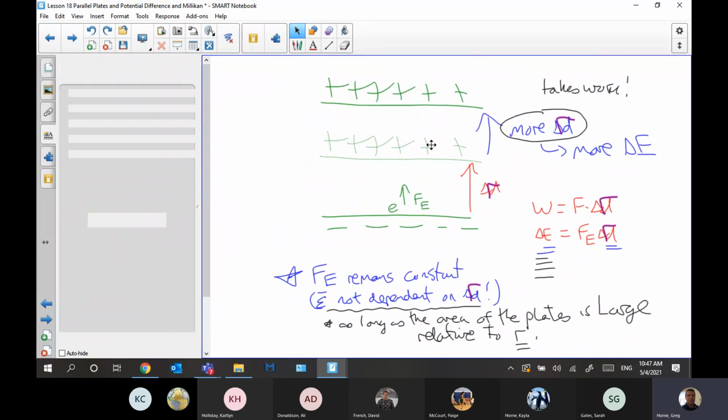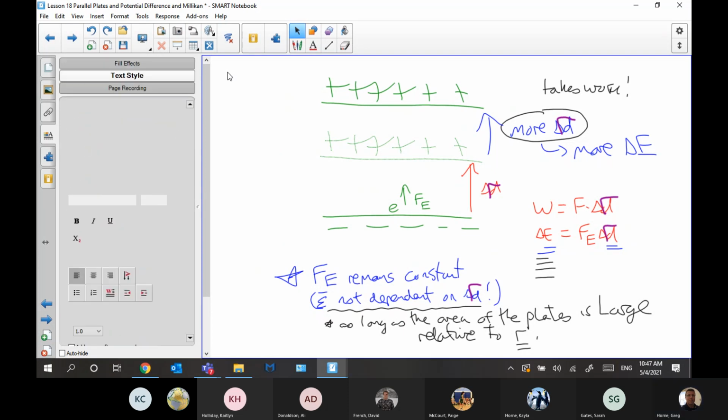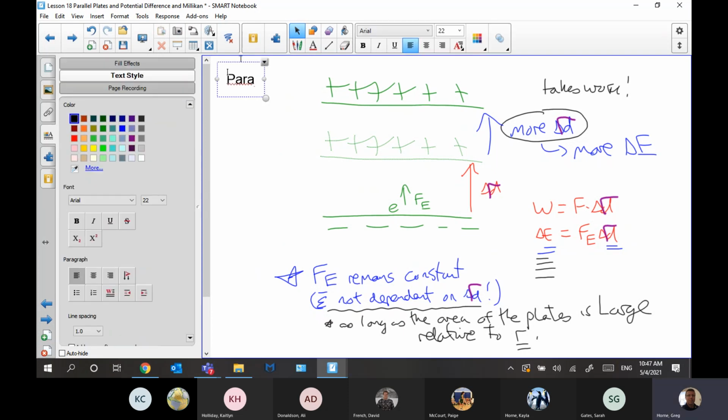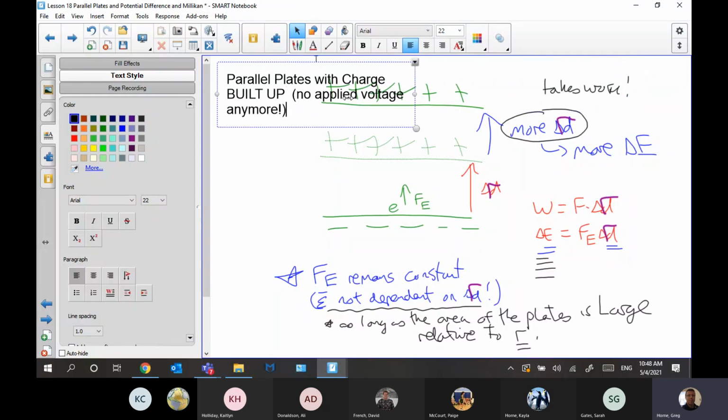Okay, so this is parallel plates with charge built up. Trying to type here. Parallel plates with charge built up. Put in there no applied voltage anymore. Okay, so that's the situation that we have talked about in the past.